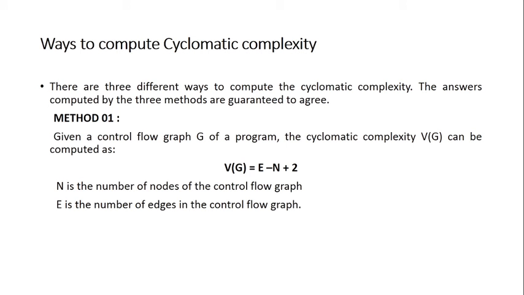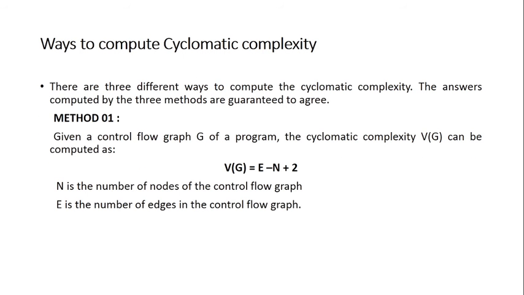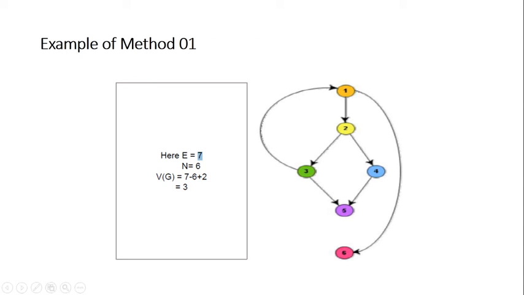Now, according to this McCabe's cyclomatic complexity, how is it calculated? We have 3 methods for that. The first method says McCabe's cyclomatic complexity is represented with Vg. It's calculated as E minus n plus 2. E is the number of edges, n is the number of nodes. So from the control flow graph, you directly tell how many edges there are. You count how many nodes there are, 6, and you put it in this example and you get edges as 7, nodes as 6. So it will be 7 minus 6 plus 2, that is 3. So the total linear independent paths present in this system will be 3.